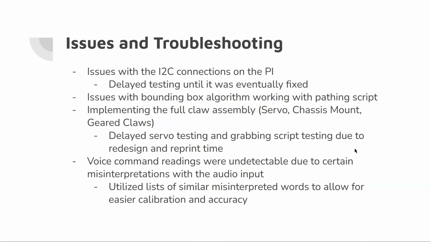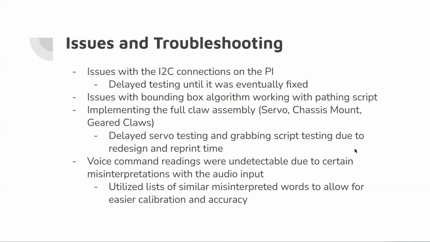Also, implementing the full claw assembly with the SG90 servo onto the chassis was a bit of a challenge, specifically because the first time that we designed the claw, the design did not take into account that the aluminum extrusion would interfere with the servo mount. Hence, we had to delay servo testing by redesigning the claw, and this time, after the redesign and proper measurements, it did end up working.